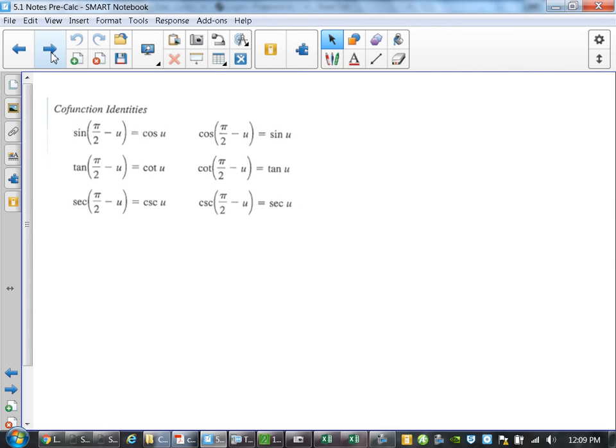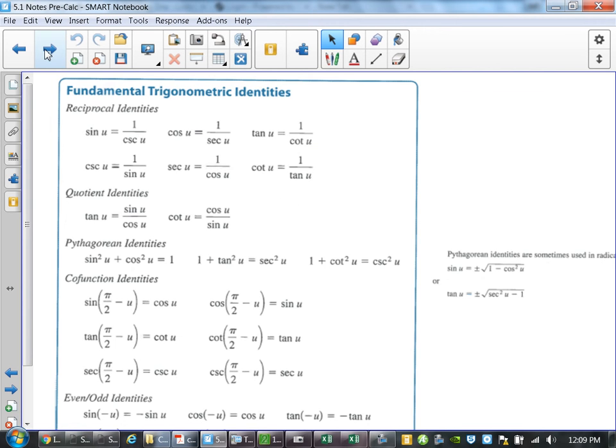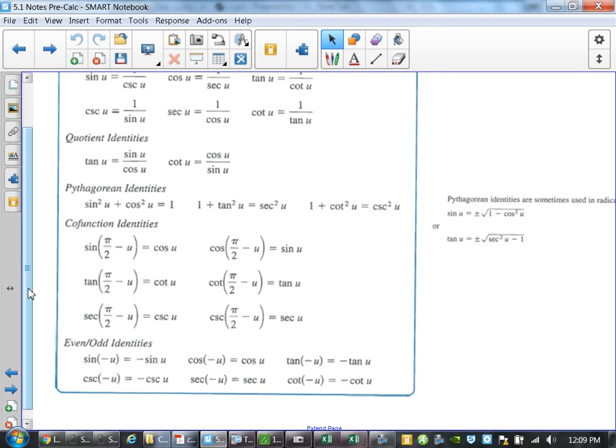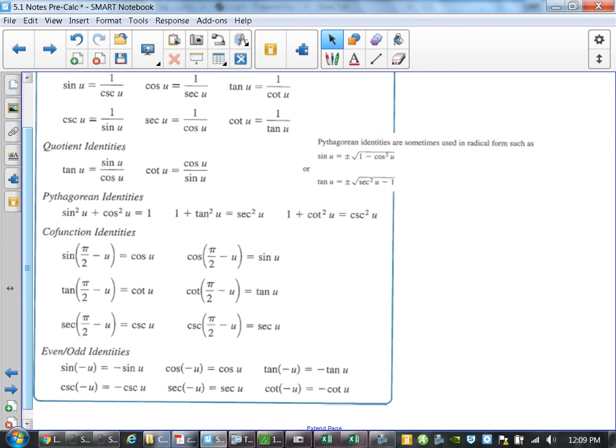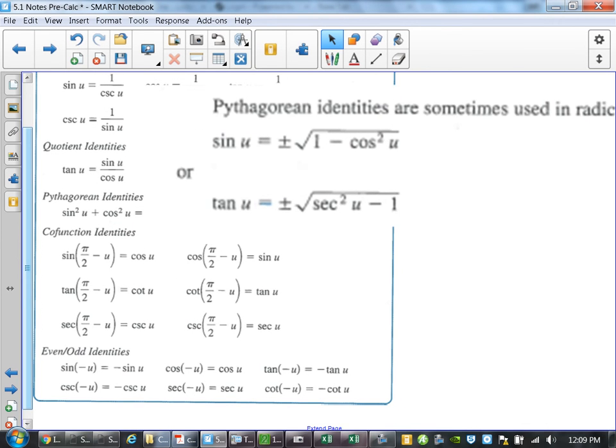Anyway, so you guys have all these in front of you now. One quick little thing I'd throw on here is sometimes they will rewrite Pythagorean identities in terms of the radical. So if you have your Pythagorean identities where it was sine squared plus cosine squared, if you wanted to just set it for sine, sine would be equal to plus or minus the square root of 1 minus cosine squared. Same thing if you wanted to write that as cosine.